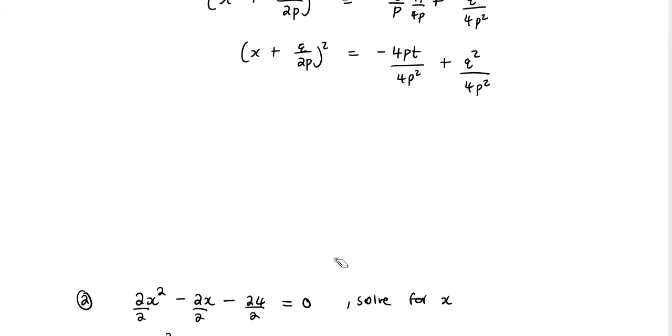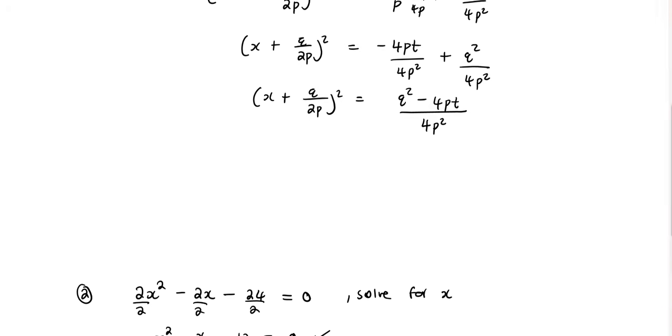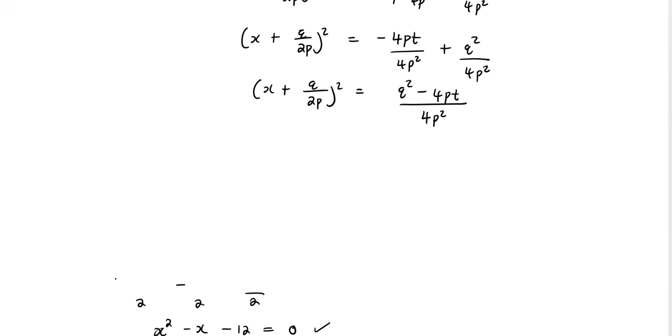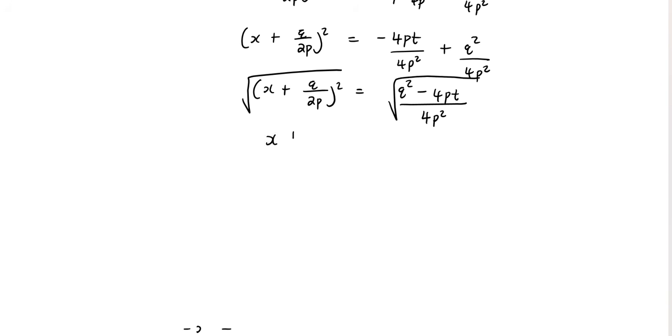Okay, then from here, let's just rearrange and write our expression more nicely. This will become q squared minus 4pt. Remember, we keep the denominator and add the numerators. Now let's take the square root of both sides and see what we get. On the left side, I'll just have x plus q over 2p equal to... Now, when you take the square root of this, you just have to separate the square root. So I'm going to take the square root of the top and the bottom separately.